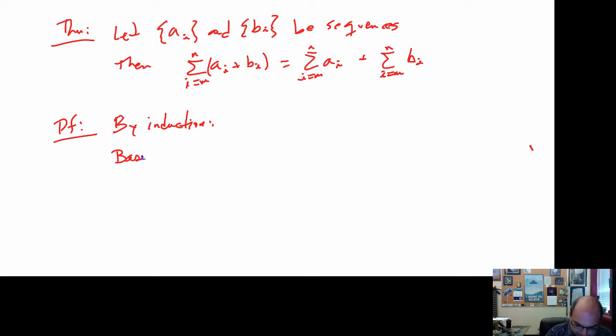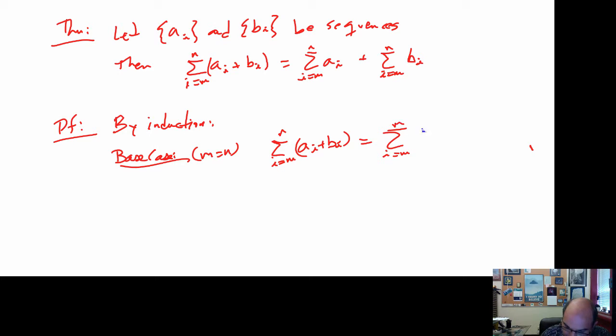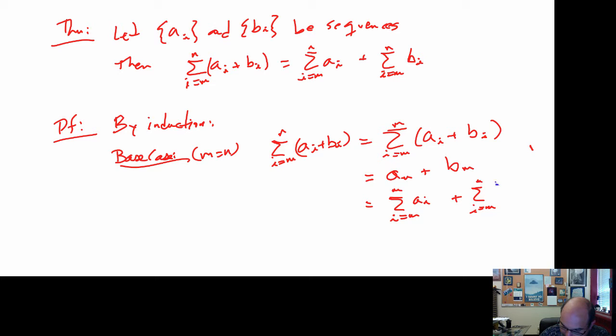The base case. So the base case is when m is actually equal to n, okay? And in that case, what we have is that the sum from I equals m to n of A sub I plus B sub I is actually the same as the sum from I equals m to m of A sub I plus B sub I, because m is equal to n, and that is just A sub m plus B sub m, okay? And then that happens to be equal to the sum from I equals m to m of A sub I plus the sum from I equals m to m of B sub I, okay? So that's the base case, okay? And as often is the case, you know, the base case is just a matter of checking, okay?